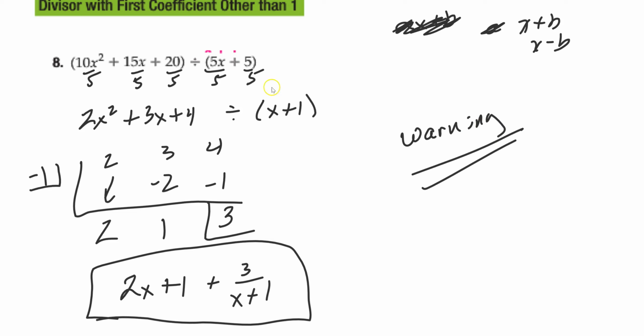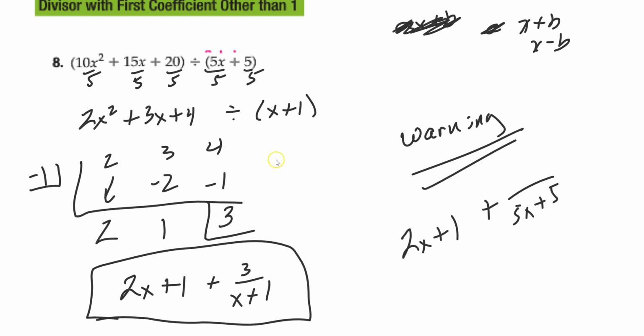Because in the back of the book, a lot of times they want you to go back to the original, where we divided by 5x plus 5. Now this is equivalent to the exact same thing. This is a perfectly fine answer, you get full credit. But if you want to go back to the original, a lot of times they'll have this in the back, divided by 5x plus 5.